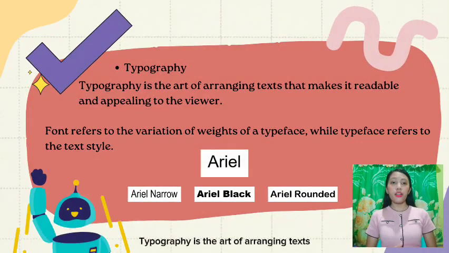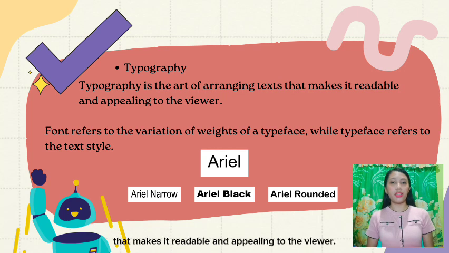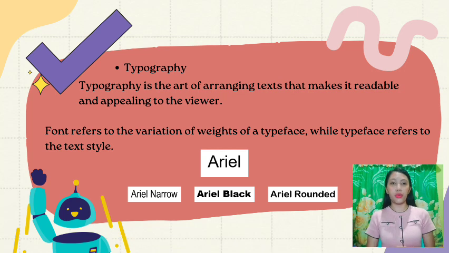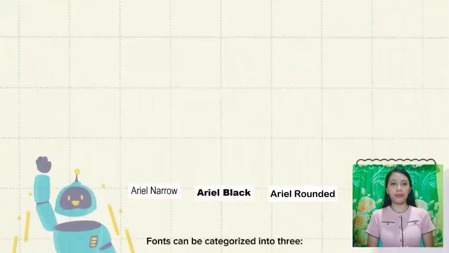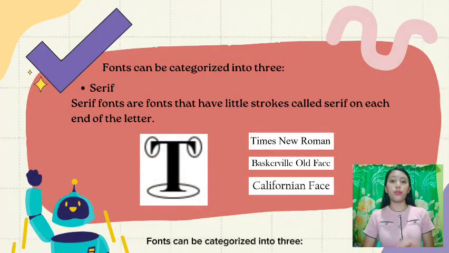Typography. Typography is the art of arranging text that makes it readable and appealing to the viewer. Font refers to the variation of weights of a typeface, while typeface refers to the text style. For example, Arial Narrow, Arial Black, and Arial Rounded are fonts under the Arial typeface. Fonts can be categorized into 3.